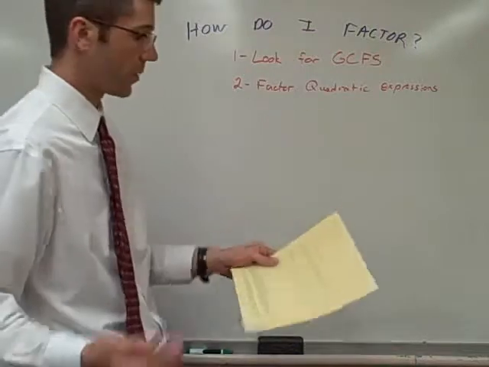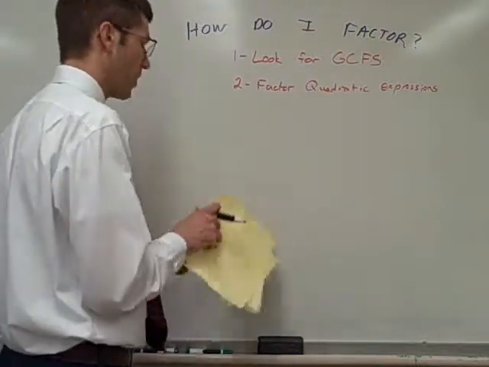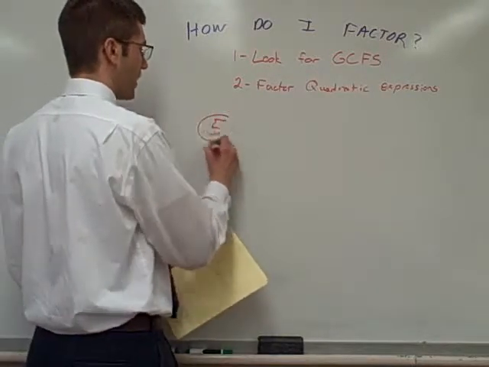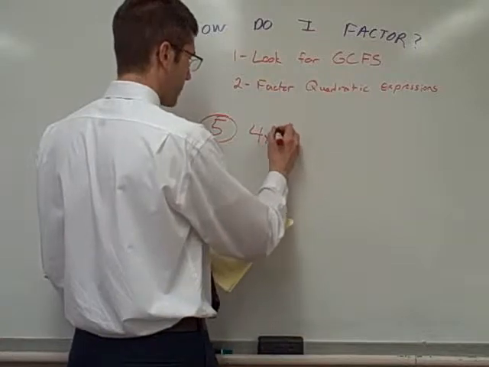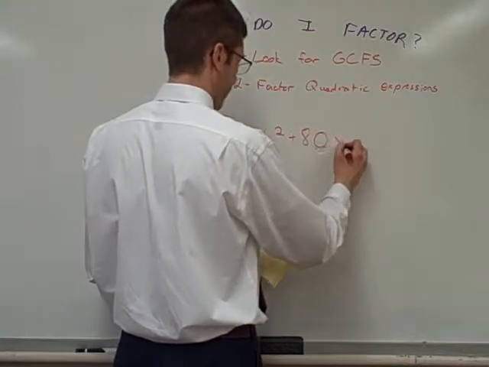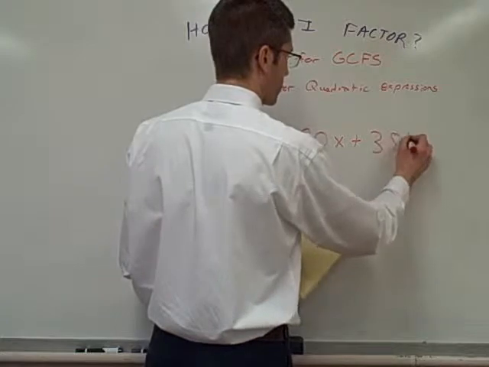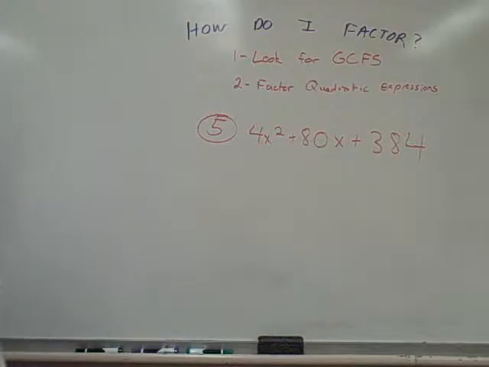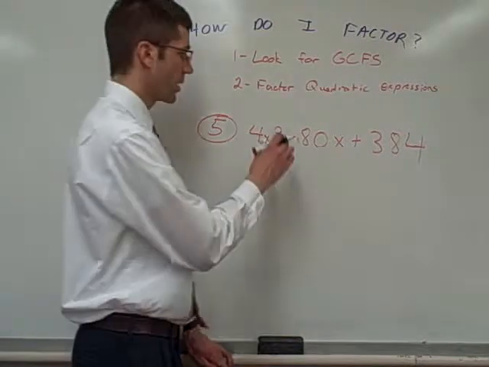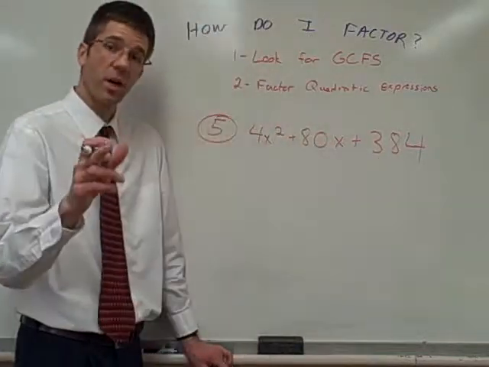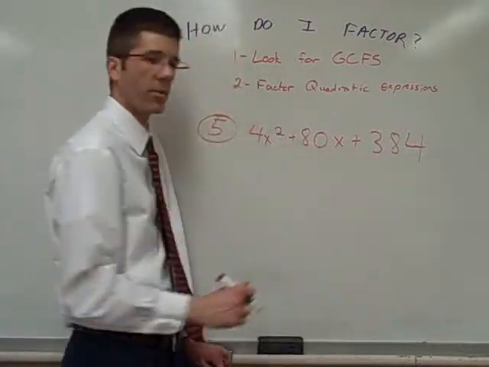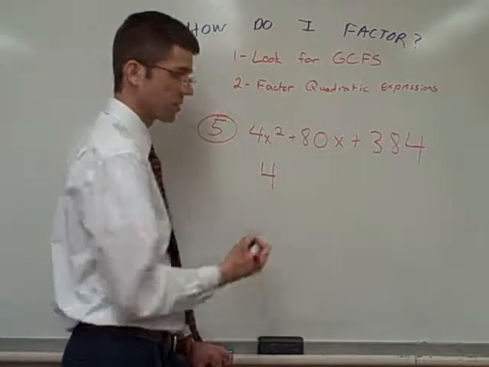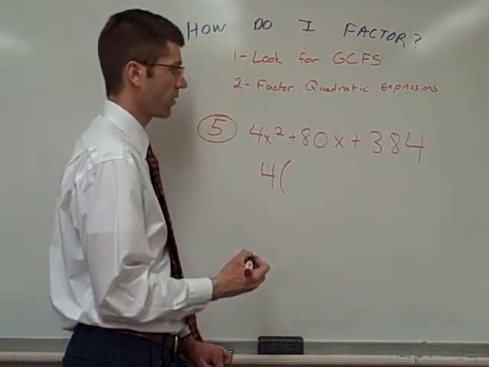Now, for example, my number 5, oh, I don't like that number 5. Here we go. There's a good, big, manly number 5. Number 5 is 4x squared plus 80x plus 384. Mr. Reader, I'm confused. No, you're not. Step 1. Look for a GCF. Is there a greatest common factor that is in all of these things? Is there a number or variable that can divide out of every term? And the answer, of course, is yes. Every term here is divisible by 4, so we will divide 4 out of every term.